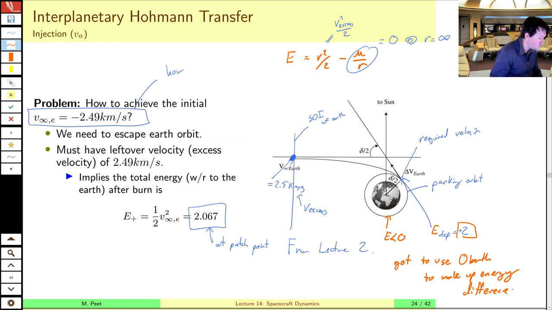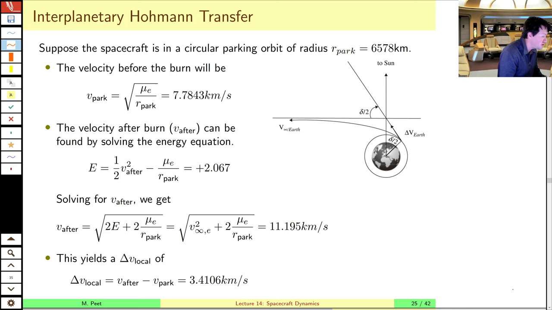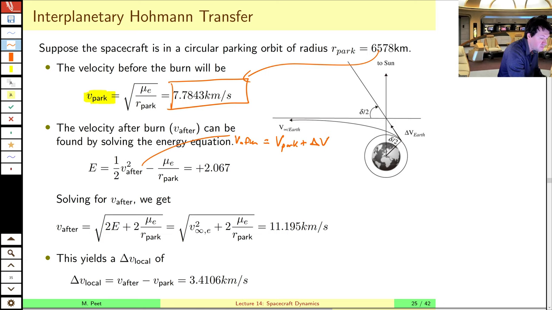So the calculations. The initial velocity is the velocity of a parking orbit, the velocity of a circular orbit at radius 6578. The velocity after your burn is V park plus delta V. That's your variable, of course. That's what you want to find.